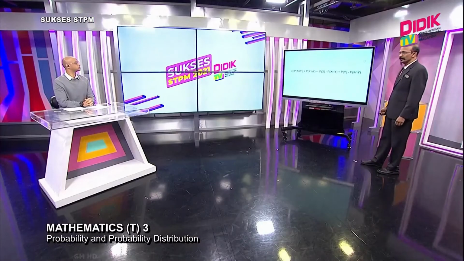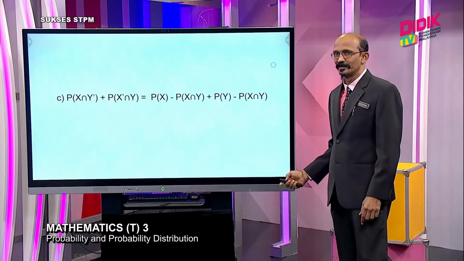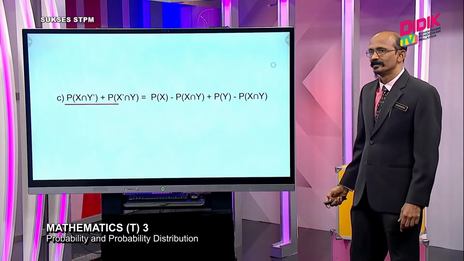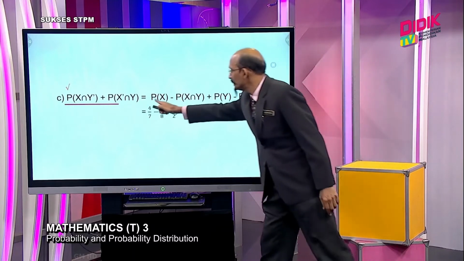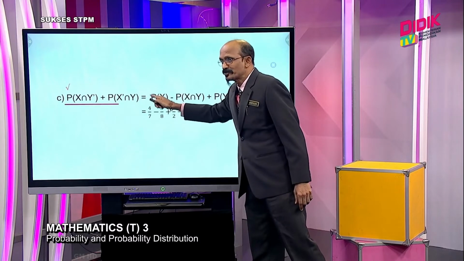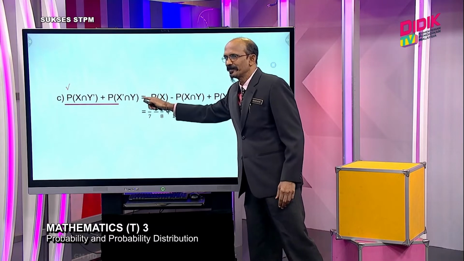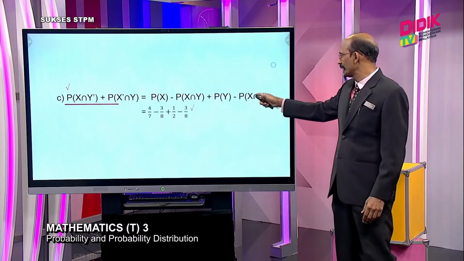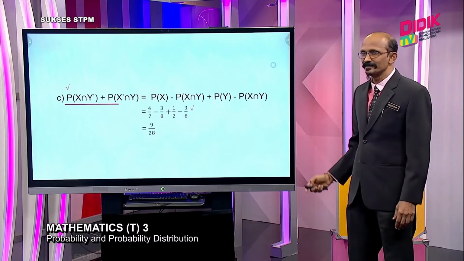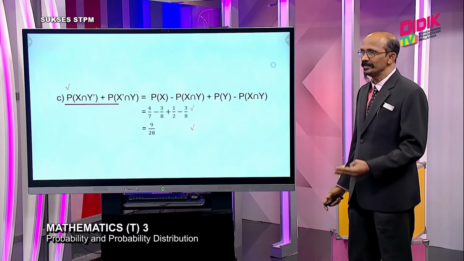We continue. In question C, we want to find exactly one. So P(X intersect Y prime) plus P(X prime intersect Y). So we use the correct formula. Because this is considered a difficult case, you get 1 mark for using the correct expression. If you don't know to use the set notation, that means totally you will be wrong here. Then we substitute inside the formula correctly, we get 1 mark, and then my answer is 9/28, which will give you 1 mark. So the total here is altogether 8 marks.